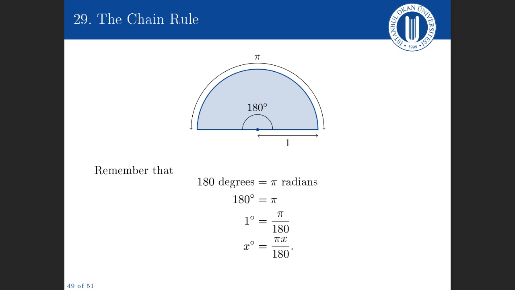Well, what do radians and degrees mean? Look at this semicircle. The angle inside a semicircle is 180 degrees. And if the semicircle has radius 1, then the distance around the outside is pi. So from this picture, we can see that 180 degrees is the same as pi radians. Divide both sides by 180. 1 degree is the same as pi divided by 180 radians. Multiply both sides by x. x degrees is the same as pi x divided by 180.